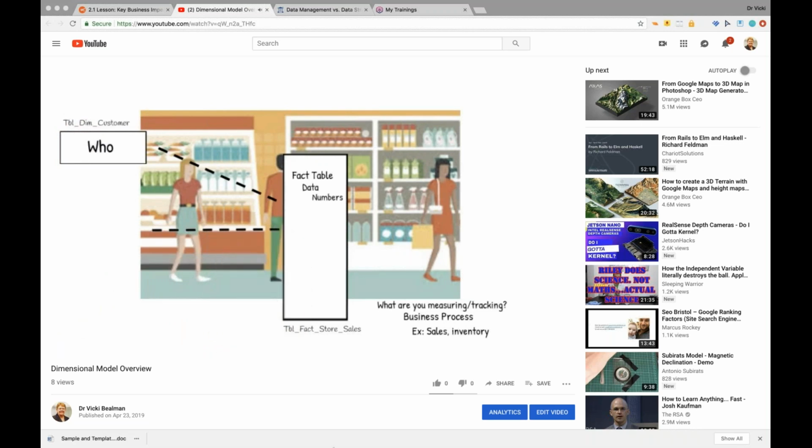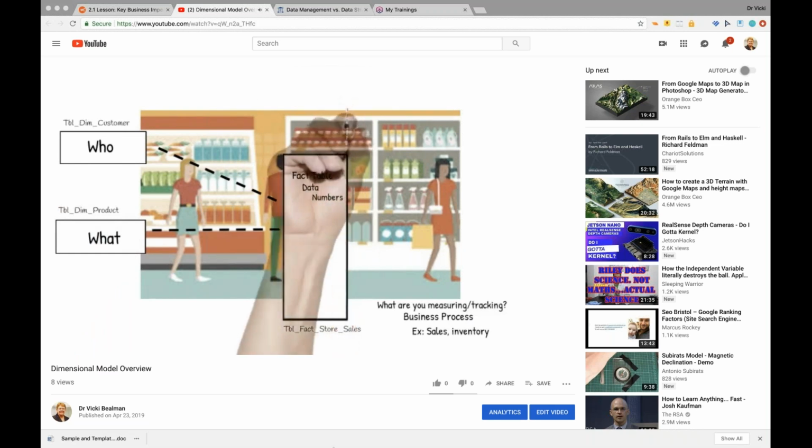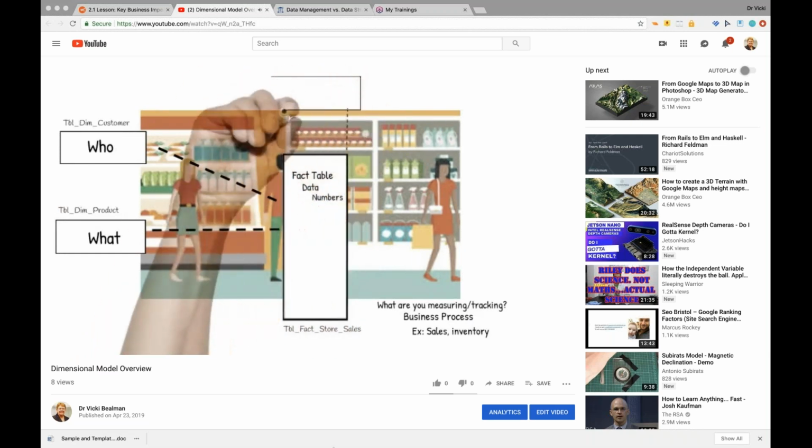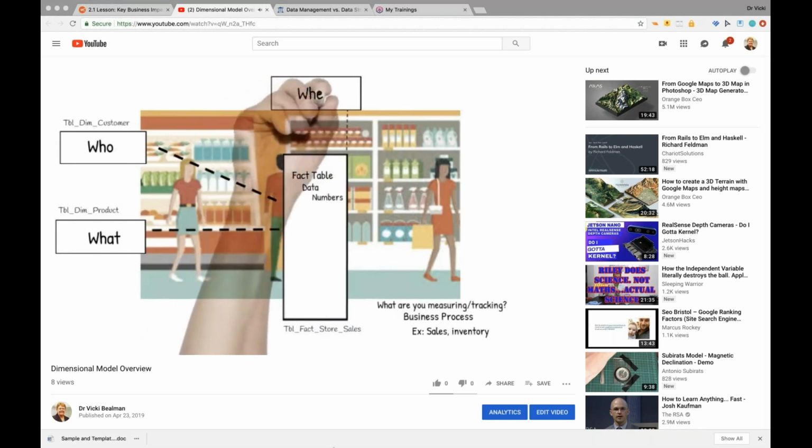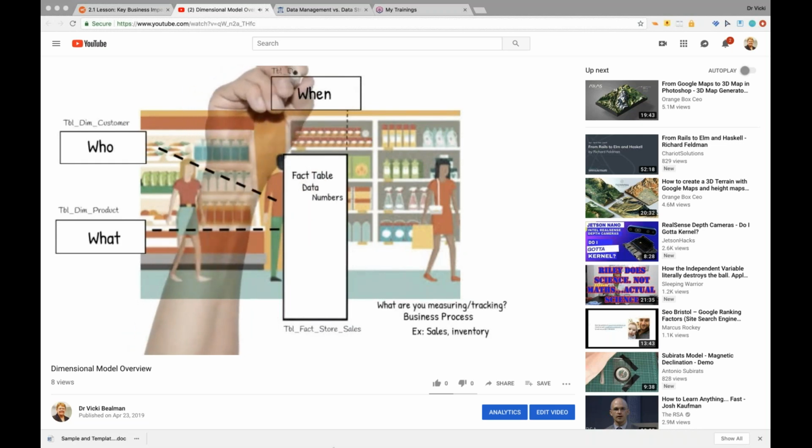Who? What? Now we're going to answer the dimension question of what. What is the answer to that? The dimension for what is the product. Table, dimension, product. When is a dimension. To answer the question when, based on the online store sales, the question will be answered with the dimension of date. That answers it, doesn't it? It'll be table, dimension, date.